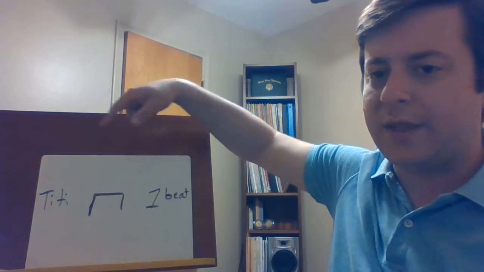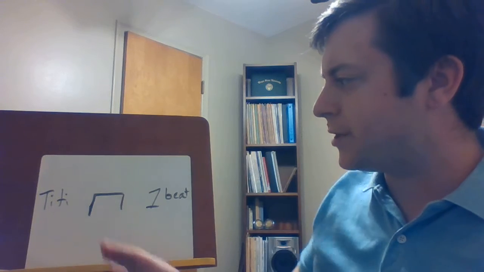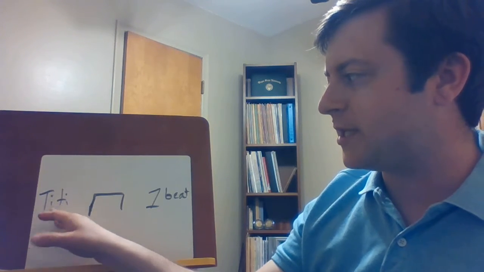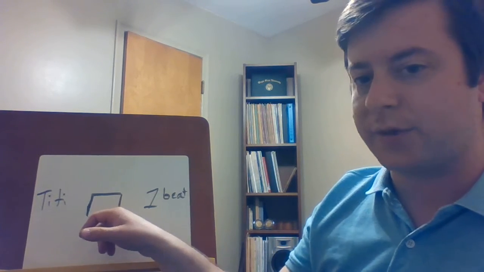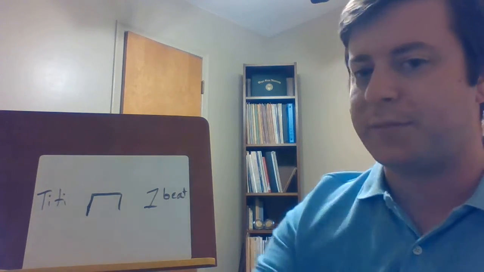Today's new note is called Titi. It has two small sounds that fit into one beat. If you want to add this onto your note table that we've been drawing, it should go underneath the two. Here's the name, Titi, which is spelled T-I-T-I. This shape of the note looks like a staple, and then it gets one beat.